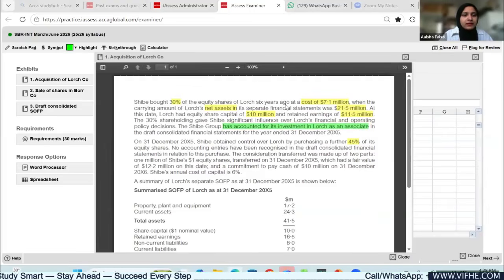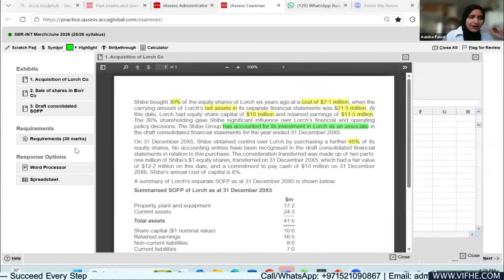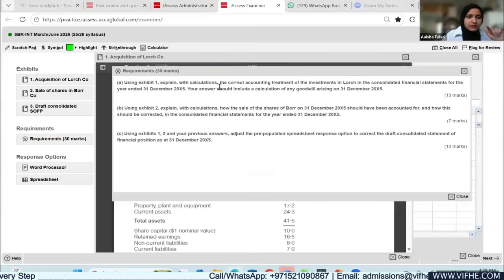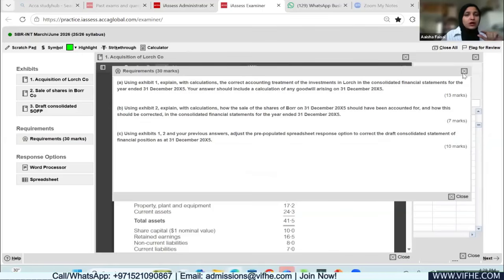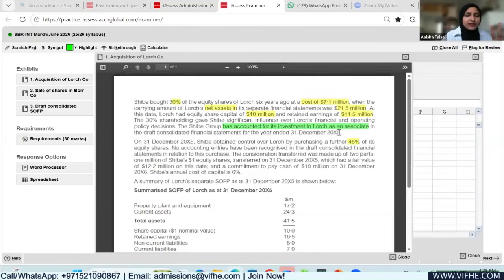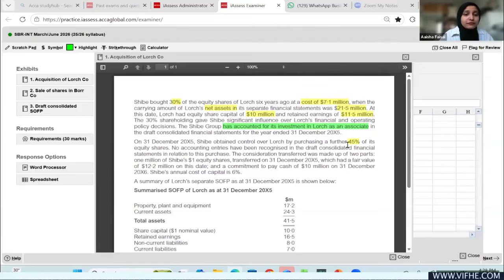Okay. Now, if I go back to my requirement, they did ask me, using Exhibit 1, explain with calculation the correct accounting treatment of the investment in Lodge in the CFS for the year ended 31st December 20x5. Okay, so up until now, until 31st December 20x5 came, they had a 30% investment, it's fine. They were recording it like an associate. It's okay. Now, on 31st December 20x5, on this specific date itself, Shibe obtained control over Lodge by purchasing a further 45% of its equity shares.